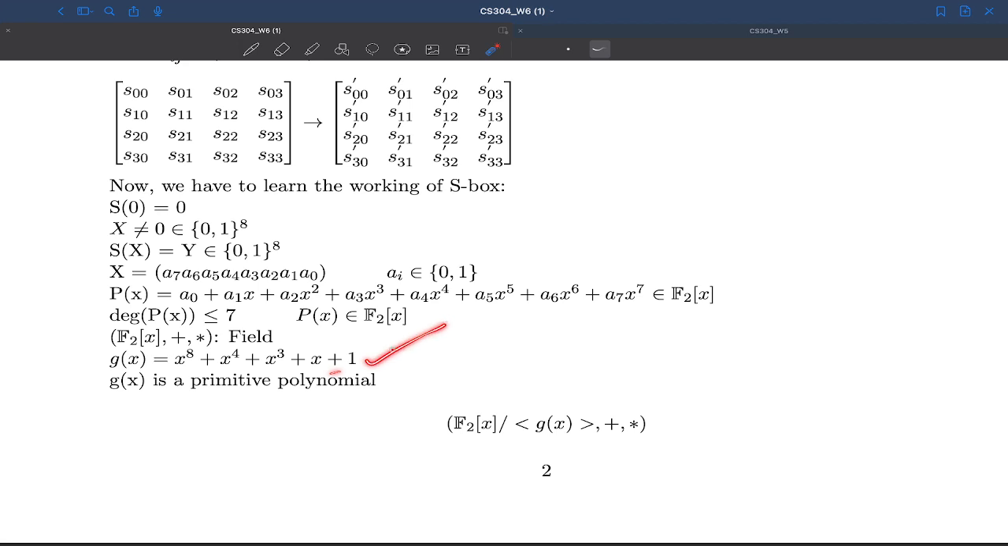So this g(x) is fixed. This g(x) is fixed for SubBytes. And this is a primitive polynomial. If you recall, a primitive polynomial is such that if I take a root of this equation, that root will be able to generate every other polynomial in my F2[x]. That root will be able to generate every other polynomial in this set of mine, F2[x] over g(x).